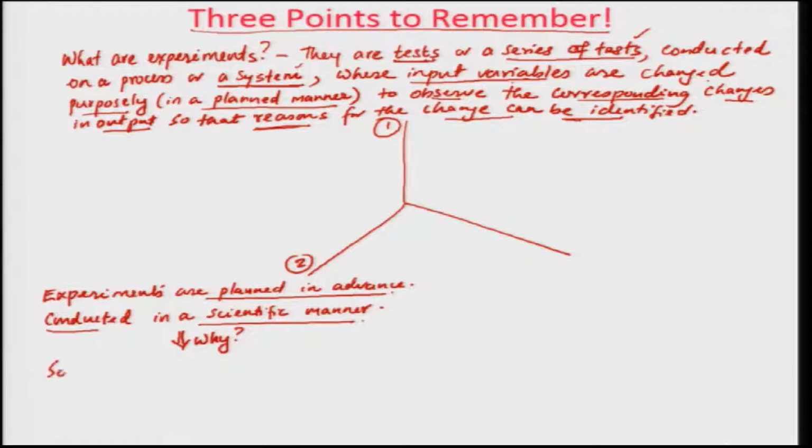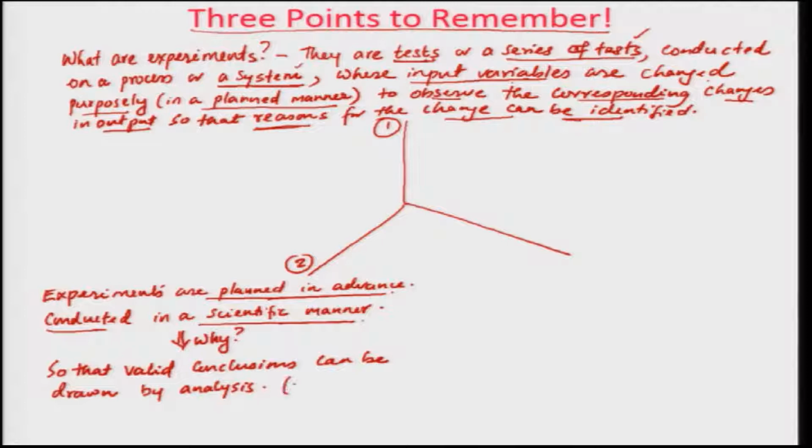So that valid conclusions can be drawn by analysis. If we plan the experiments and conduct them in a scientific manner, then the resulting data can be analyzed so that we can draw valid conclusions. That is the second most important point that you need to consider.